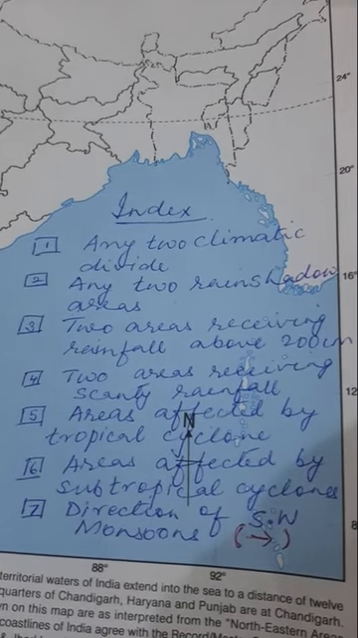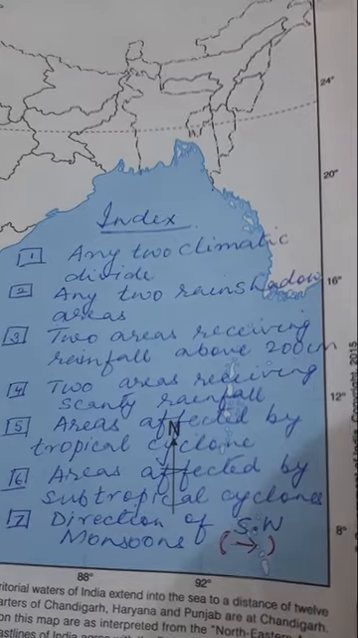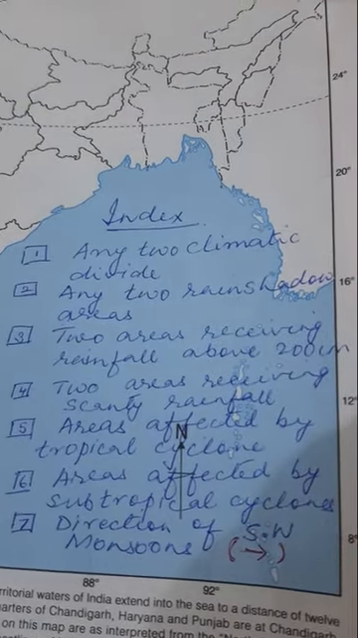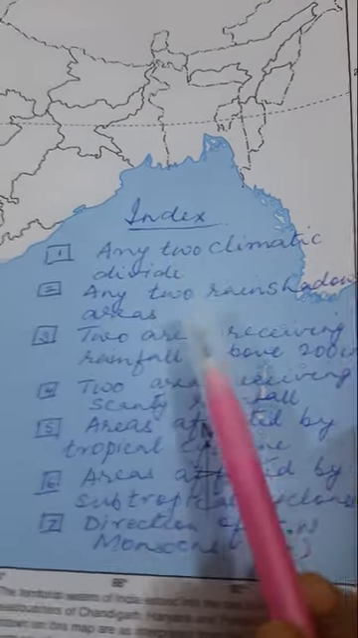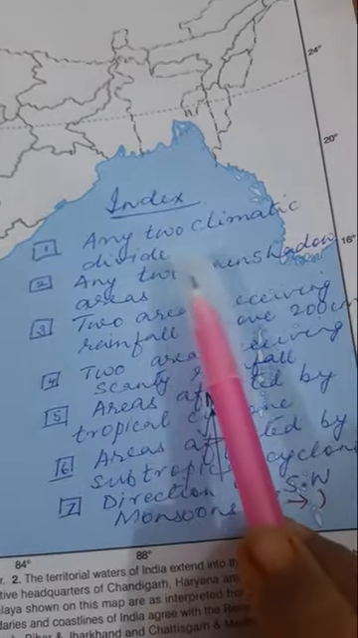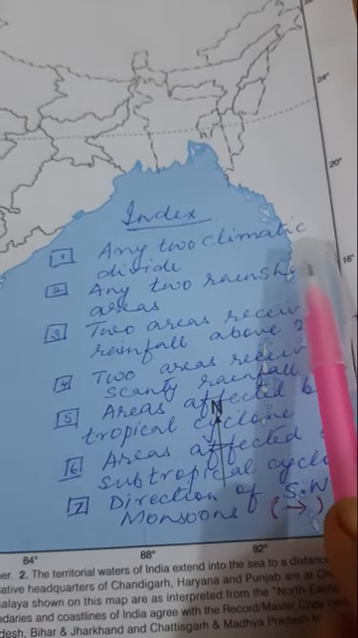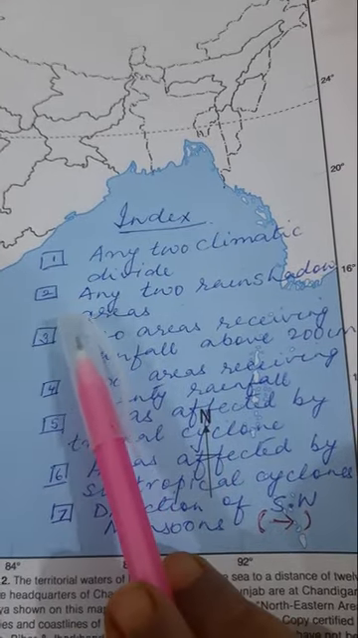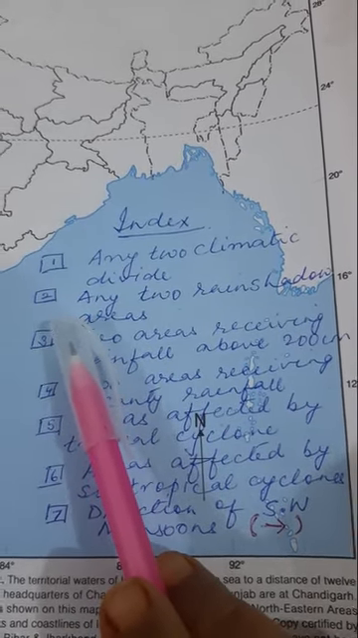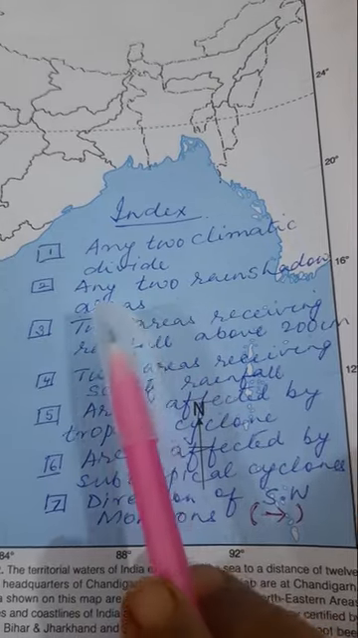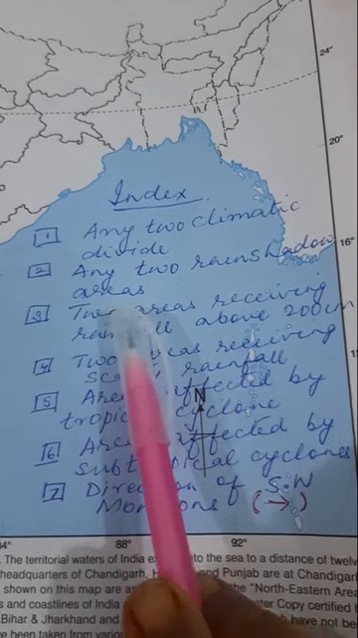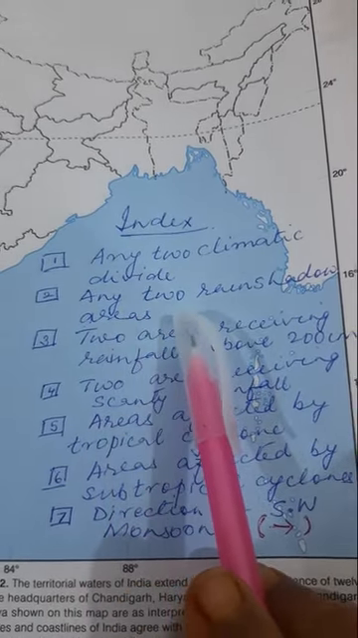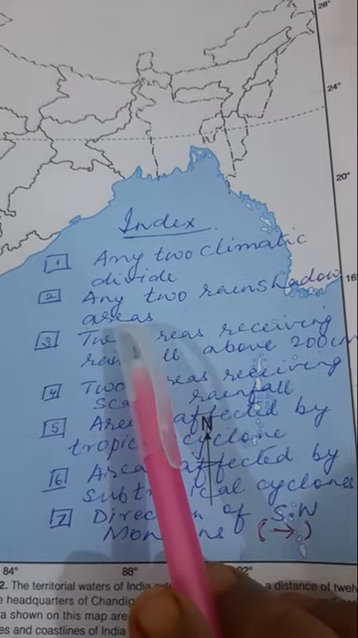Now the first index will be any two climatic divide. So the first one, any two climatic divide. Index number 2, any two rain shadow areas. Any two rain shadow areas.